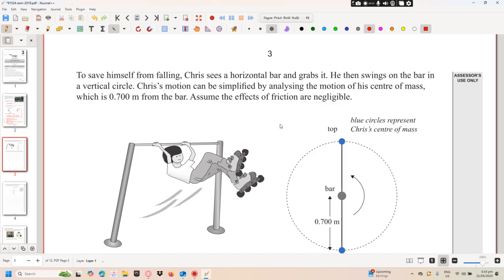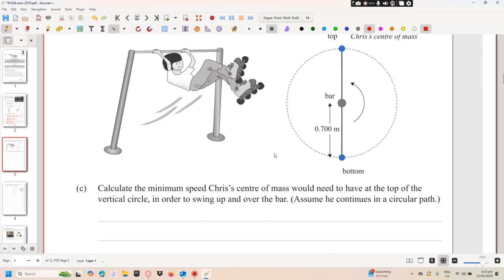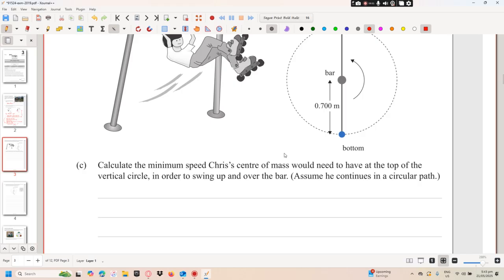No, vertical circular motion's cooked. Alright. He spins around. Top of it. Oh, all good.